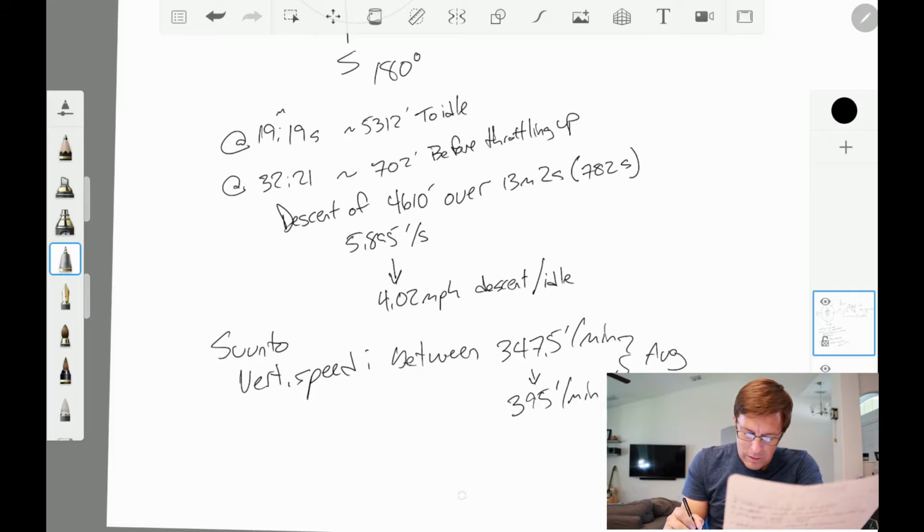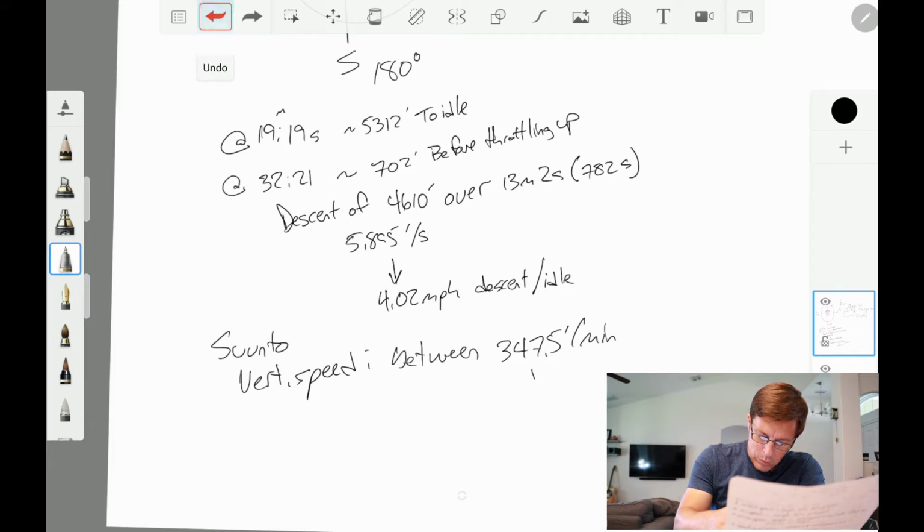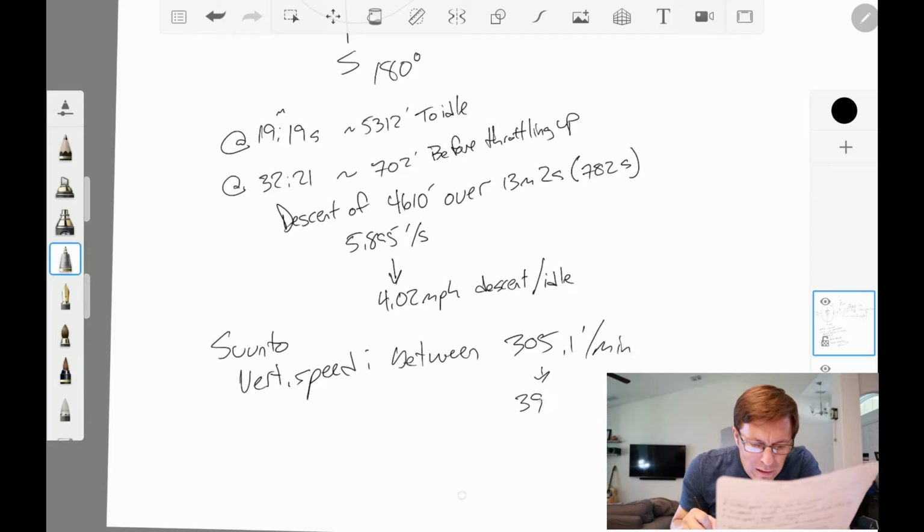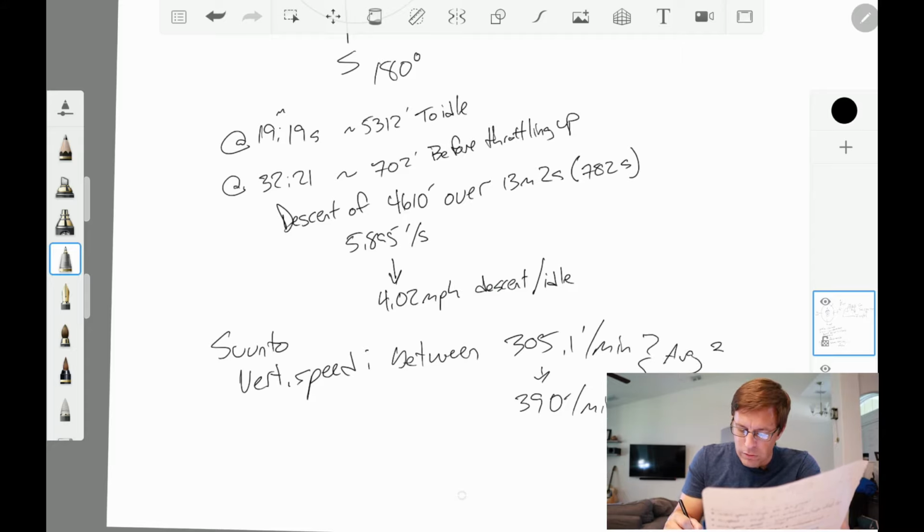Oh, no, I totally did that wrong. All right, hold on, 1 second. I wrote down the wrong thing. Sorry. It's 305.1 feet per minute to 390. I can't even read my own writing. I think that's 390 feet per minute. That averages to 347.5 feet per minute, or 3.95 miles per hour.